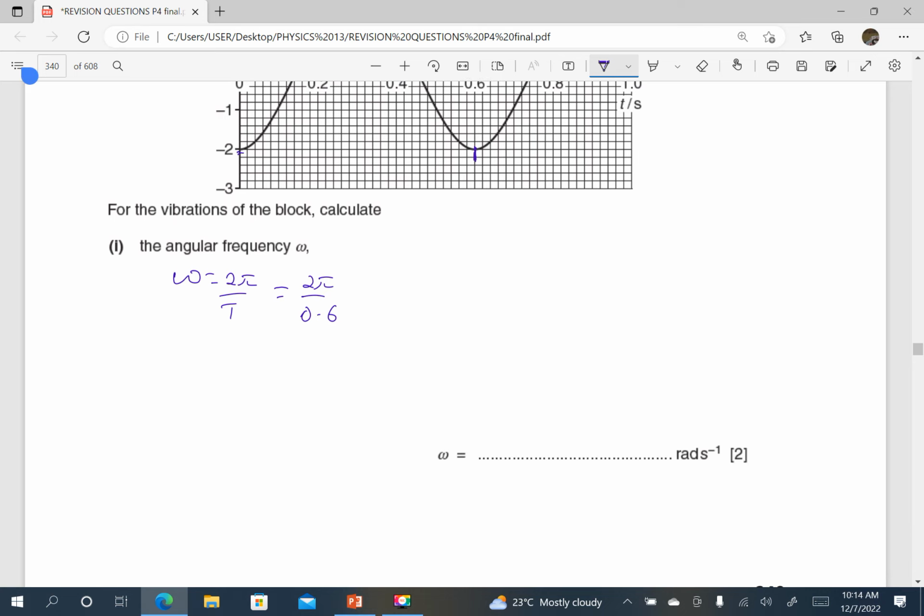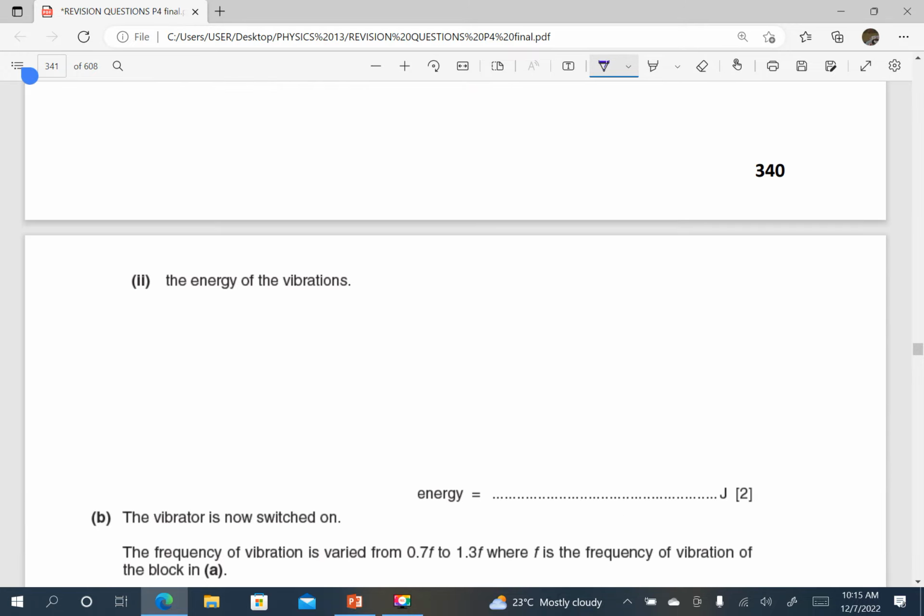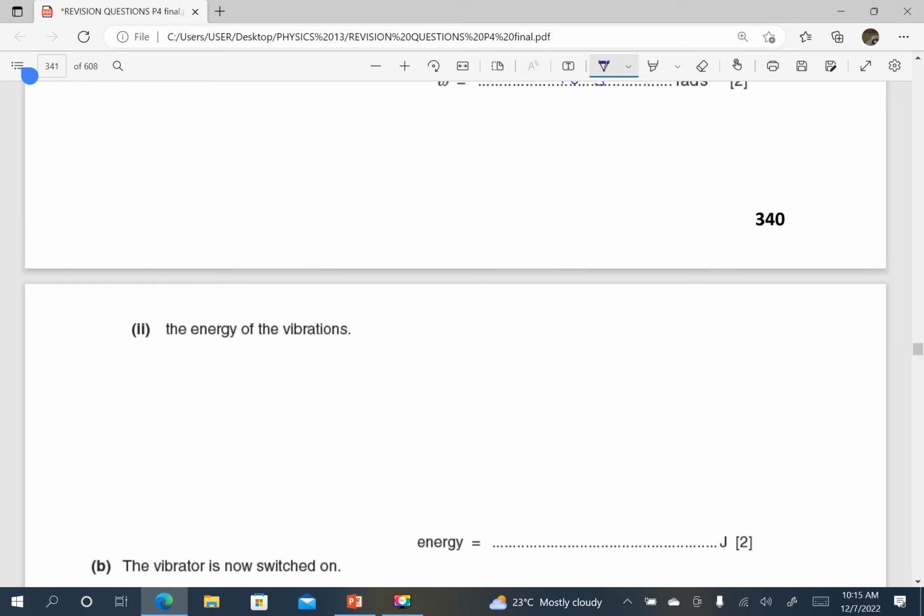When I press my calculator, omega is equal to 10.47, which is approximately 10.5 radians per second. Then the energy of the vibrations, of course, that means total energy. We have already established that total energy E is equal to a half m omega squared times x naught squared. Total energy is a constant because all these are constants.